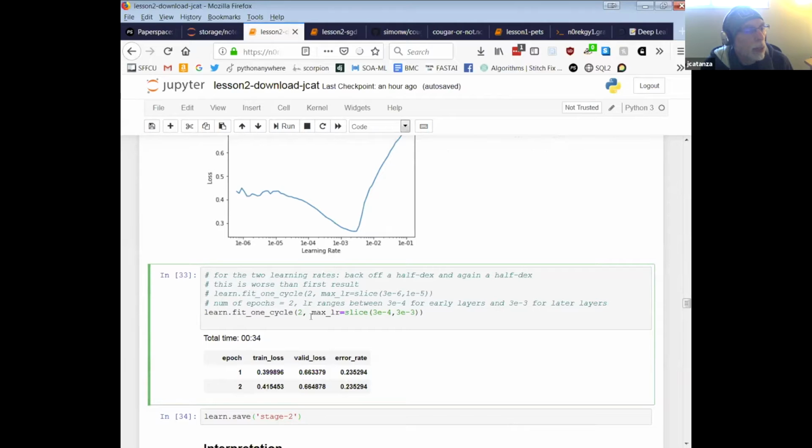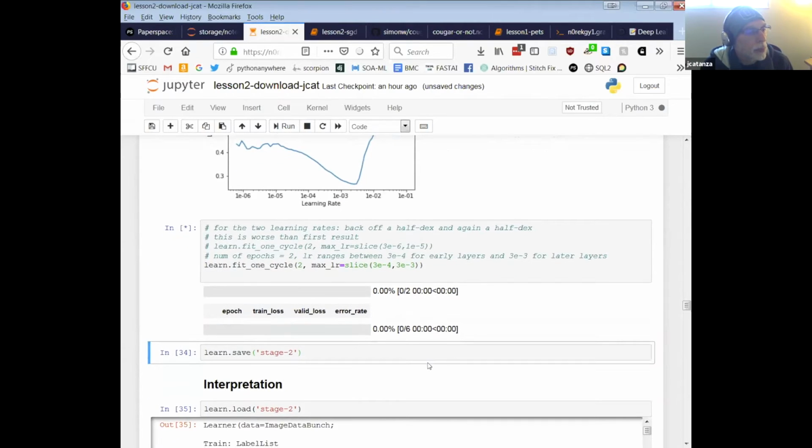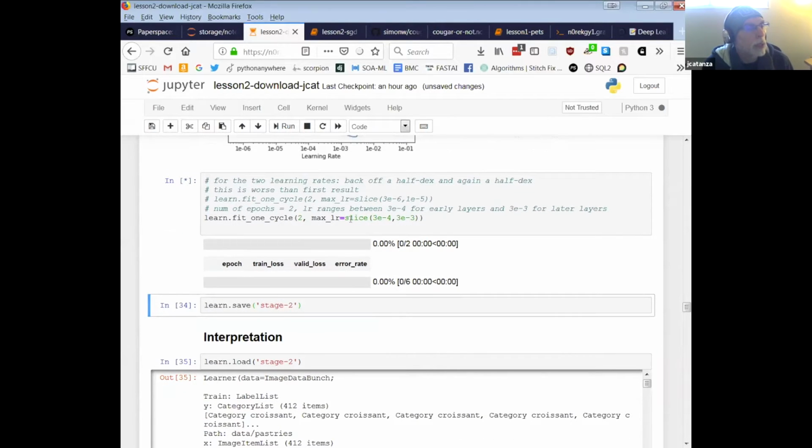I did this. I don't think this takes too long. Let's see if we can run this. It's just 2 epochs, so I'm just running this command here. It's going through the data twice. And this max learning rate slice says that it's going to apply the small learning rate to the early layers of the model, and the larger learning rate to the last layer of the model.